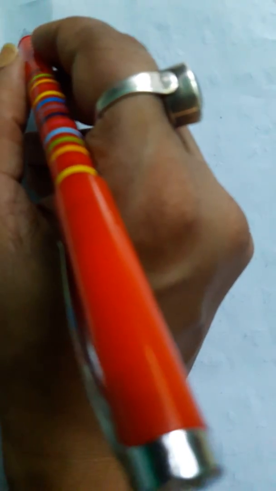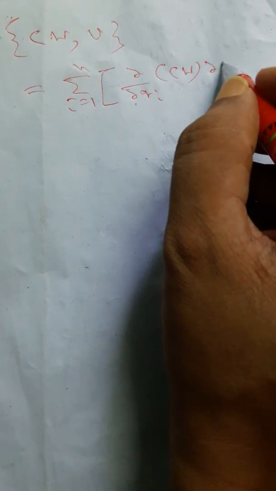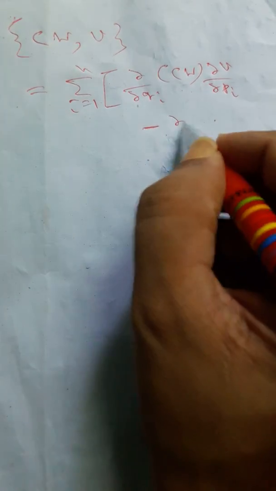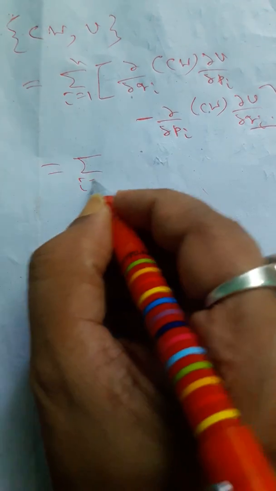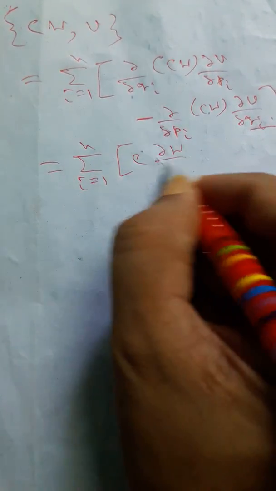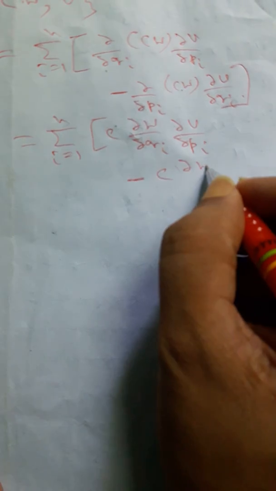Now we write the Poisson bracket of c w, v, by the definition, as the sum of i equals 1 up to n of del q i of c w, del v del p i minus del p i of c w, del v del q i. Now it is clear: the sum of i equals 1 up to n of c del w del q i del v del p i minus c del w del p i del v del q i.